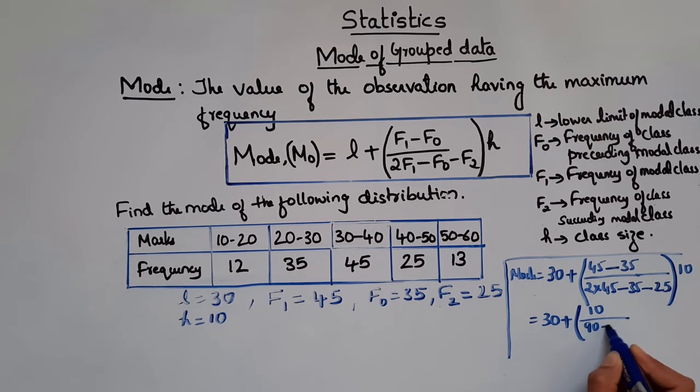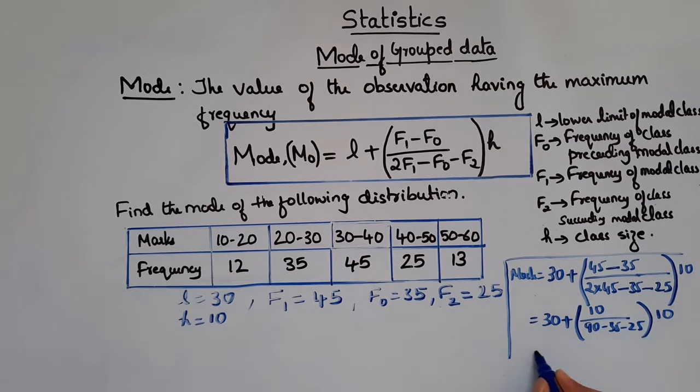So (90 minus 35) minus (25) into 10, which is equal to 30 plus 10 by... 90 minus 35 will give you plus 55. So plus 55 minus 25 will give you plus 30, right? Into 10. So 10 ones are 10, 10 threes are 30.